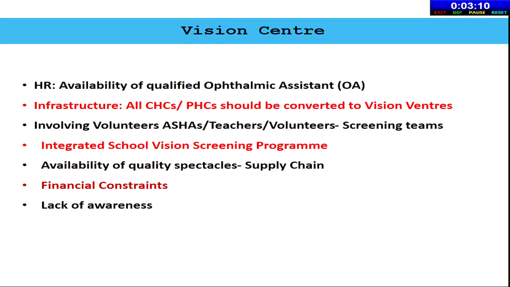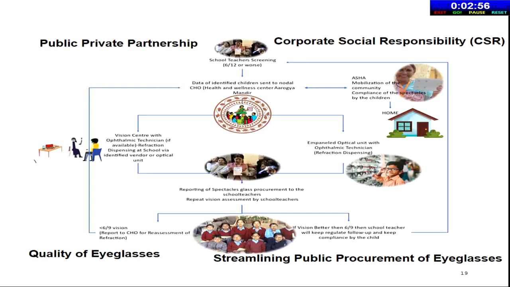And even the school vision screening program can be integrated with the vision centers, so that all the children who are being screened by the teachers can be referred to the ophthalmic technicians who are available at the vision centers. In fact, this is one comprehensive integrated methodology by which all of us are working together, whether it is the government sector, private sector, or NGO sector, so that we can achieve the target of nearly 2 crore spectacles every year for the school children, and another 3 crore spectacles every year for the adult population, including presbyopic spectacles.